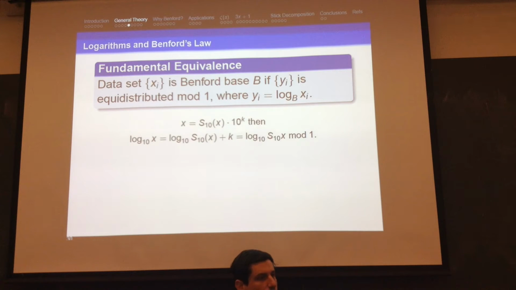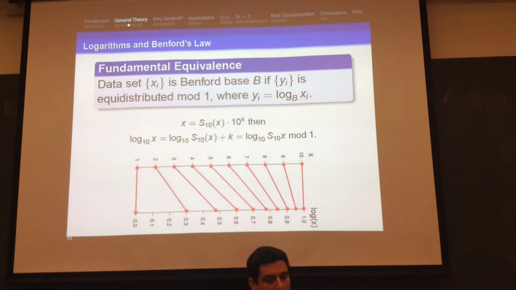Why is this the case? Well, let's write x as the significand times 10 to the k. When we take the log and we look at mod 1, we see the k doesn't matter. So now, here are the numbers from 1 to 10, my significands, and here are the logarithms. The log of 1 base 10 is 0, the log of 10 base 10 is 1, the log of 2 base 10 is about 0.3.